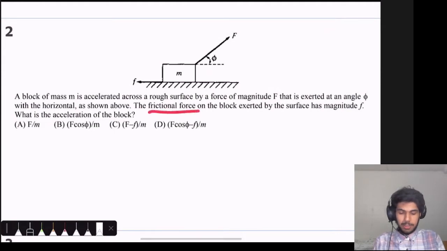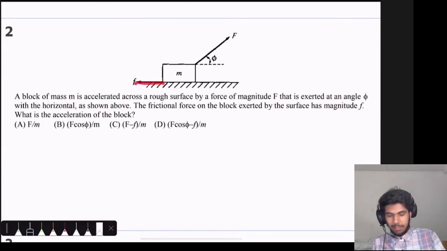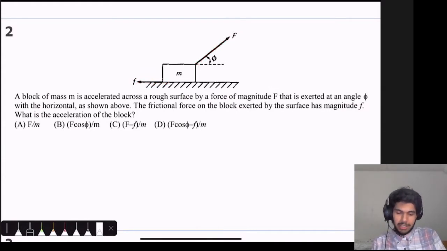The frictional force, there it is, on the block exerted by the surface has magnitude f. Cool, so we're given that here, and notice that it's pointing to the left, which makes sense because someone's pulling it to the right, so the block is moving in this direction. So friction opposes the motion. And now we want to find the acceleration of the block.